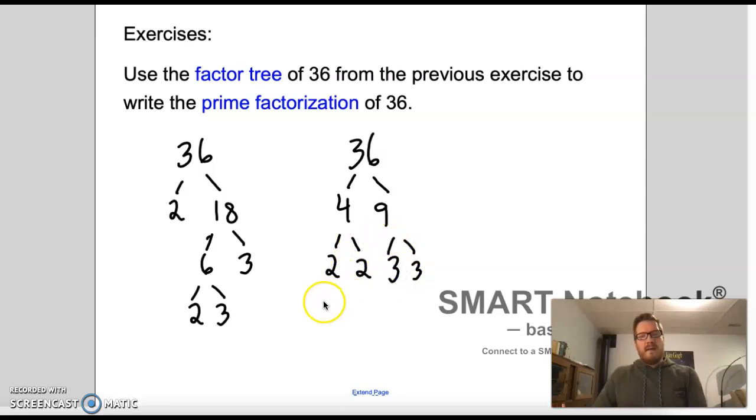Now, notice, you're always going to end up with the same prime numbers at the bottom. It doesn't matter what pair you start with, you'll get to the same spot, because the prime factorization for a number doesn't change, right? The prime factorization for 36 is always going to be 2 times 2 times 3 times 3.